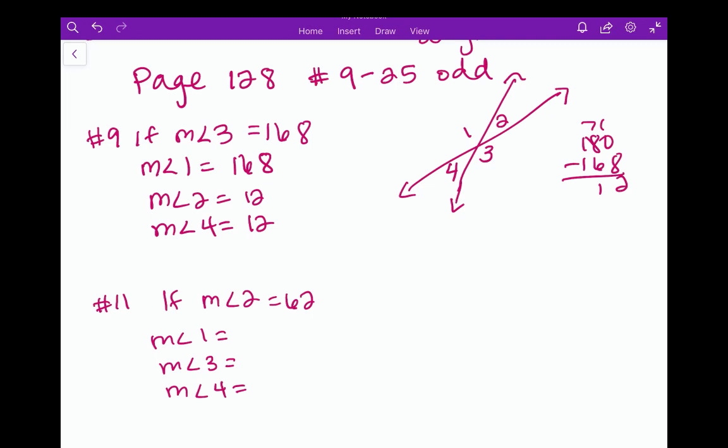Number 11 says if the measure of angle 2 equals 62, then that means 4 is also 62. 1 and 2 are also a linear pair, so 180 minus 62 is 118. So that's what your other 2 angles are going to be.